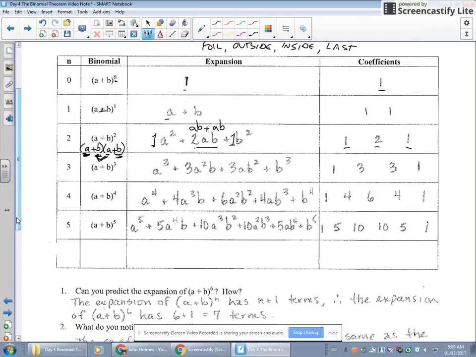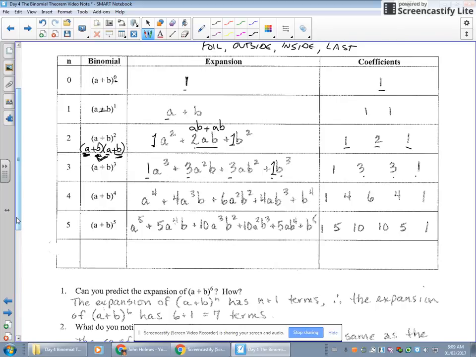When I expand a plus b cubed, from yesterday's notes, you should have practiced doing these expansions. That gives us a cubed. Again, I'll write the 1a cubed plus 3a squared b plus 3ab squared plus b cubed. Again, it's implied that there's a 1 there. Our coefficients become 1, 3, 3, and 1.